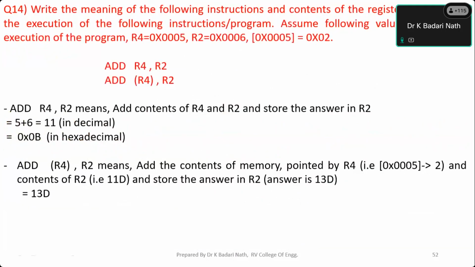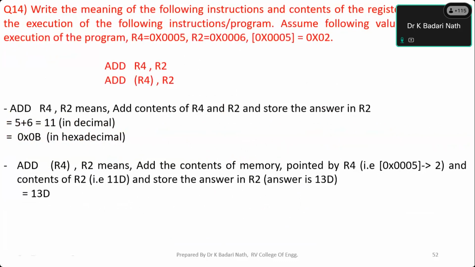Now, let's understand another instruction. Write the meaning of the following instructions and the contents of the registers R4, R2 after the execution of the following instructions. Assume the following values before the execution of the program: R4 is given 5, R2 is given 6, and they have given the contents of the memory location called 5, 2. Now look at the first instruction: add R4, R2.